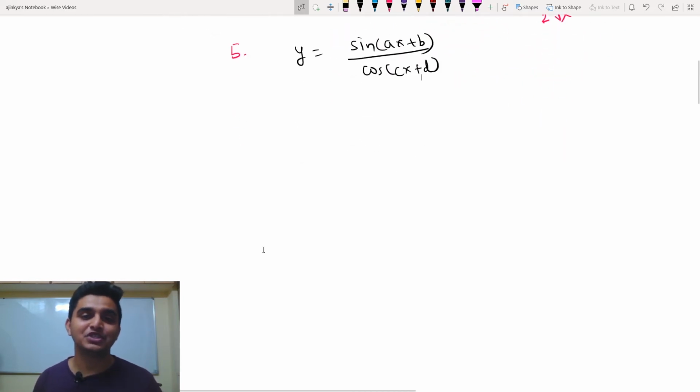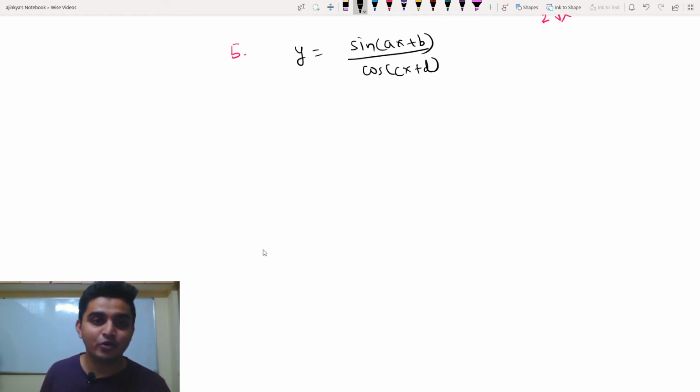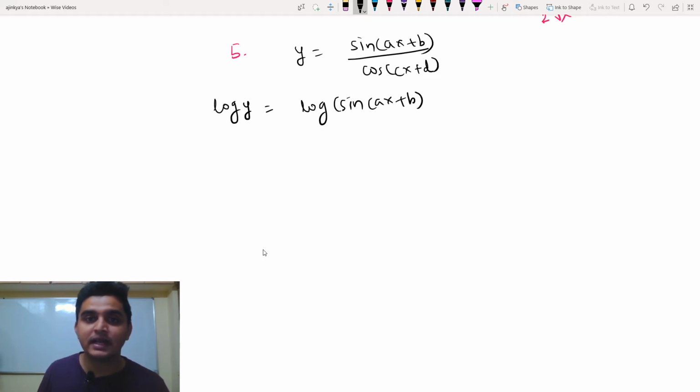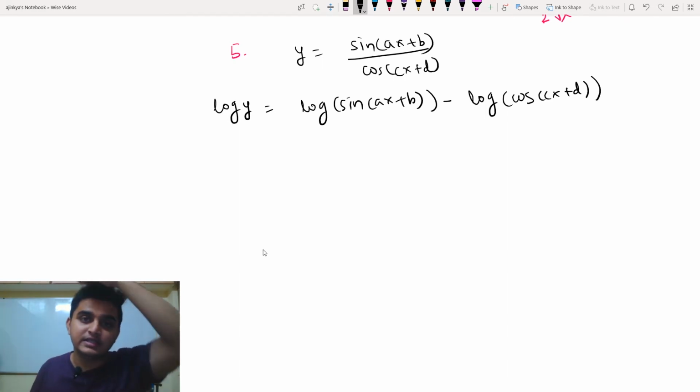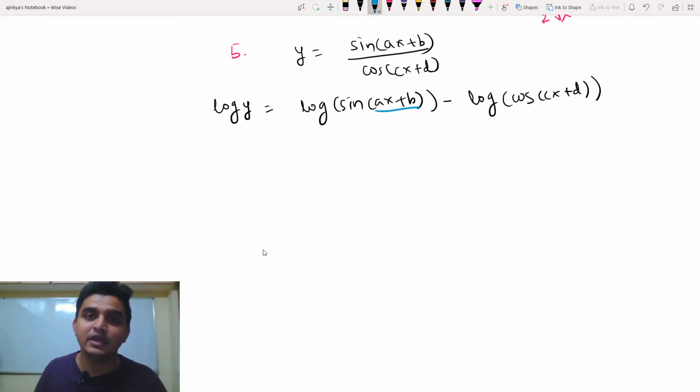For the fifth question, we are going to use logarithmic differentiation. In this case, we are going to take log on both sides. So we have log y, and here we have log of sine of ax plus b, and since it's in the denominator, we are going to have a negative sign, and again we have log of cos of cx plus d. Make sure that in the sine terminology you have ax plus b, and in the cos terminology you have cx plus d. So don't jumble it by writing ax plus b in both. Now we just need to differentiate it.